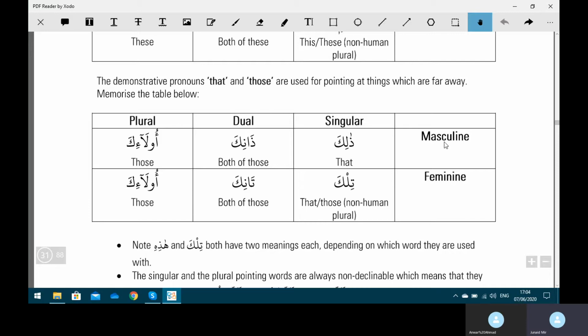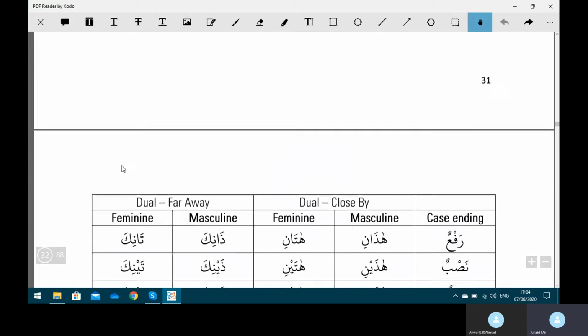If you're referring to one male that's far away from you, use dhalika to point at him. If you're referring to two males that are far away from you, use dhanika, this one here. If you're referring to three or more males far away from you, you use ulaika. If you're referring to one female that's far away from you, you use tilka. If you're referring to two females that are far away from you, you use tanika. If you're referring to three or more females that are far away from you, then you use ulaika.